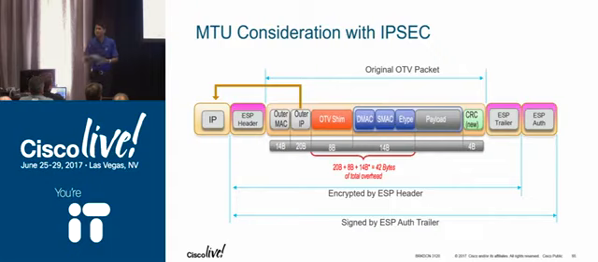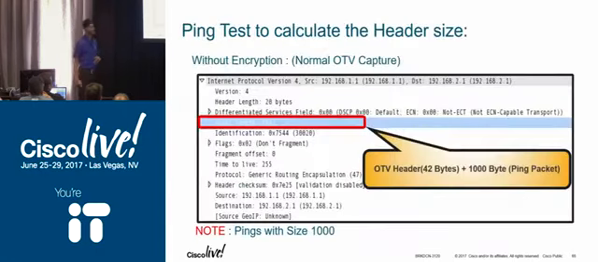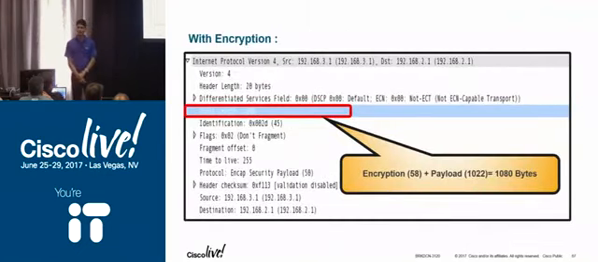Let's run the same test, the ping test. What's the amount of header that is getting added? Let's see that. Without encryption, a 1000-byte ping packet becomes 1042. Now let's see what happens with encryption. What do we see? 1080. An encryption header of 58 bytes is added.